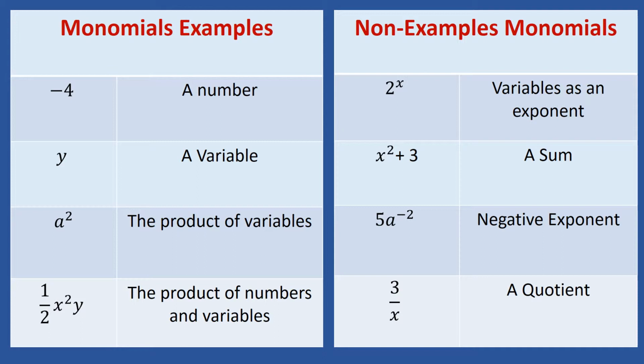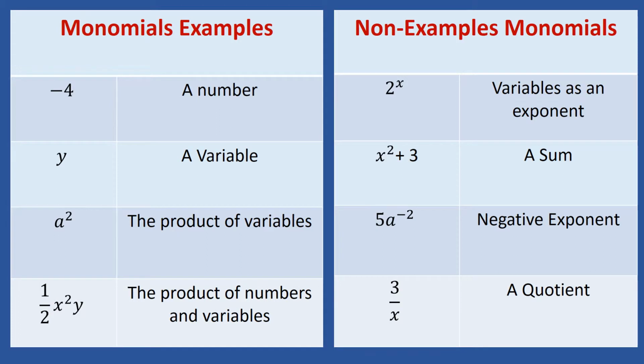Let's look at the next one down, which is 5 a raised to the negative 2nd power. Okay, you've got a negative exponent. No, can't do that. Why? Because when you have a negative exponent, let's go down to the bottom there, it says 3 over x, because a negative exponent is really a quotient, isn't it? Can't have that. Only products.